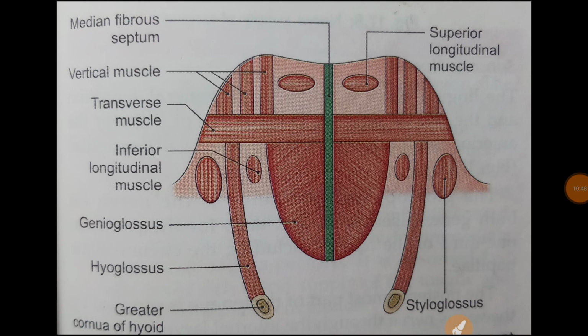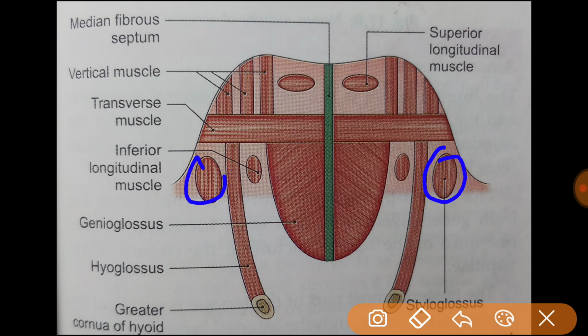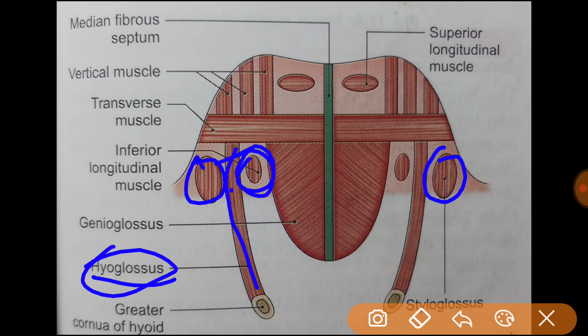In that diagram, you can see that the styloglossus is attached laterally, while the hypoglossus is attached medial to the styloglossus, and there is the inferior longitudinal, which is also medial to the hypoglossus. Here the fan-shaped structures are midway between them. This is a pair of structures, divided midway by the median fibrous septum.